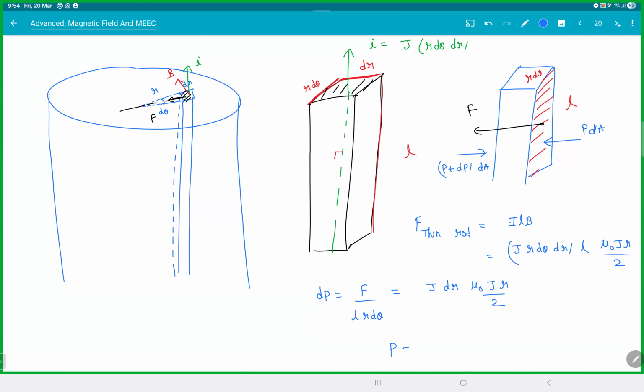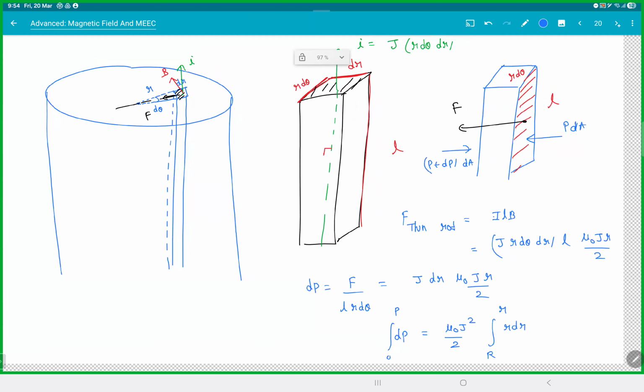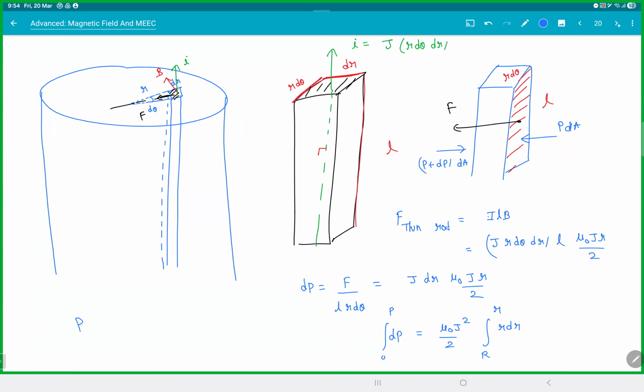Integrate this. So pressure on the outer surface will be 0. So dP integral 0 to P equals mu naught J squared by 2 integral r dr. So these limits will go from r to small r. So be careful with that. Pressure on the outer surface is always 0. And when you integrate this, you end up with pressure will be mu naught J squared by 4 into r squared minus small r squared. Yeah, you need to give a minus sign somewhere.